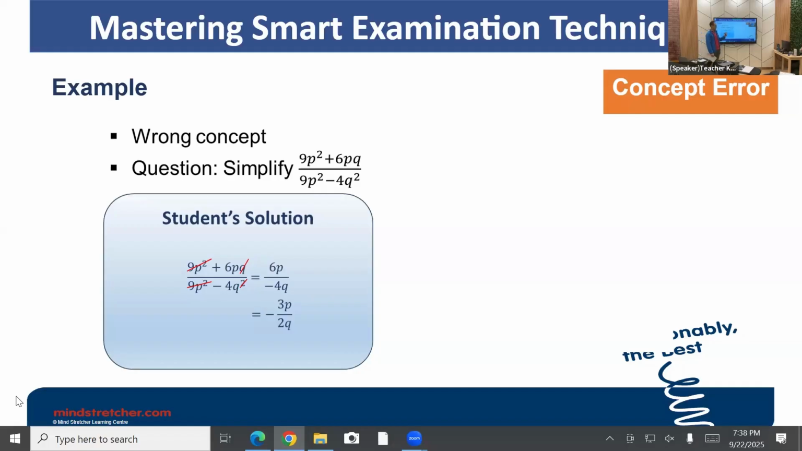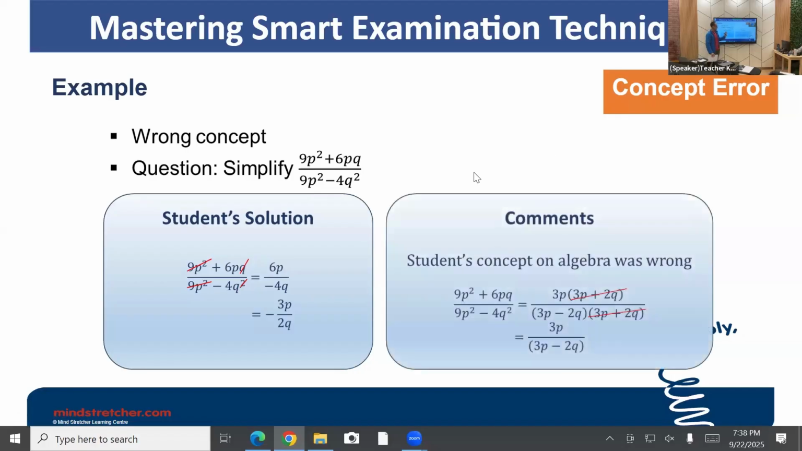Why is it wrong? It's because there's this concept error where probably the student did not learn well for his or her algebra. When we do this, we cannot just simply do a division in such a way, right? Because when the numerator is an addition like this, you cannot just cancel one part of it and cancel another part of the denominator. So what we need to do is to first factorize it. And once we factorize it, we can see that there is this common factor of 3p plus 2q. That's when we can cross out 3p plus 2q divided by 3p plus 2q. And subsequently, we get the final answer to be 3p over 3p minus 2q, right?